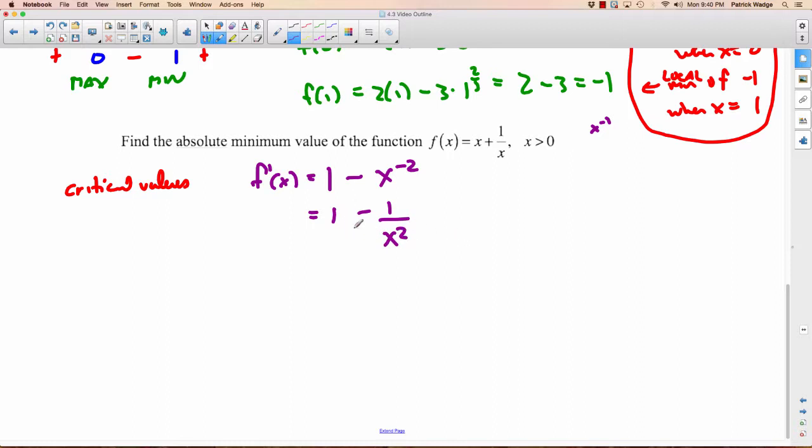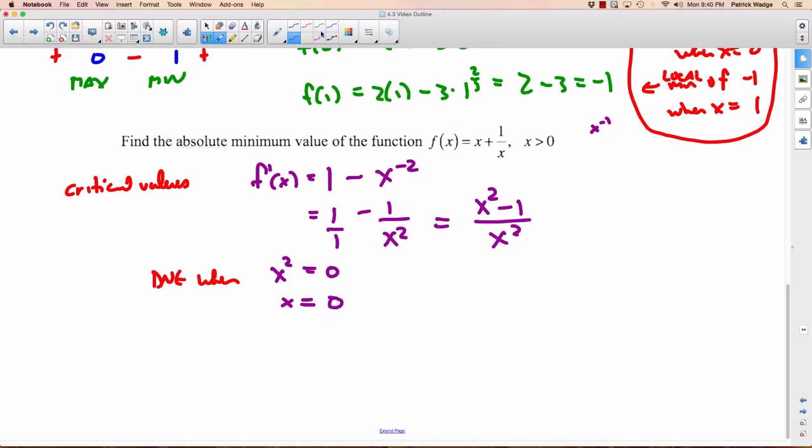And remember we said we like to get common denominators for our derivatives. So let's make this 1 over 1. Our common denominator is x squared. So you have to multiply top and bottom by x squared. So you get x squared minus 1 all over x squared. What do we have to do now? We have to ask ourselves, when does this not exist? And this does not exist when the denominator, x squared, equals 0. When's that going to be? Well, that's going to be when x equals 0.